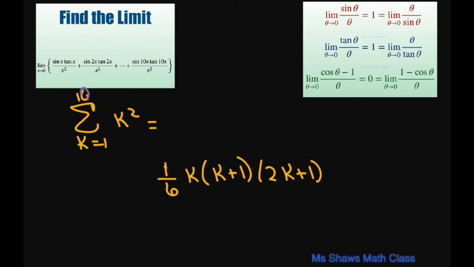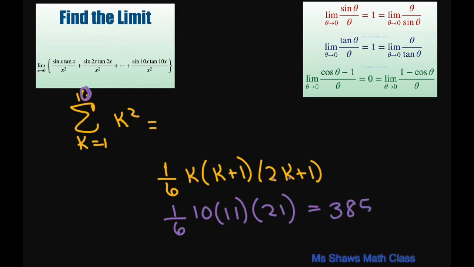Now we have 10, so we're going to use the last one. This is going to be 1/6, and we're going to use just the 10. So 10 times 11 times 2 times 10 plus 1, that's going to be 21. And so when you add all this up or multiply it through, you're going to get 385. And that's your final answer.